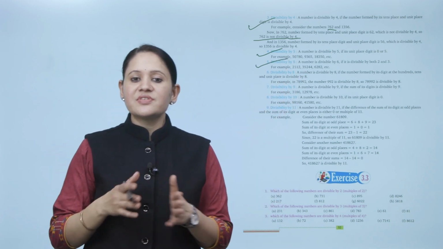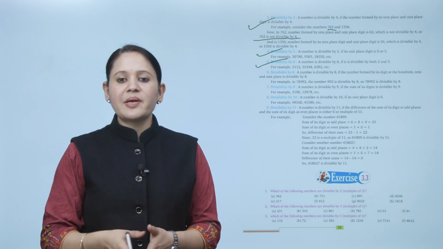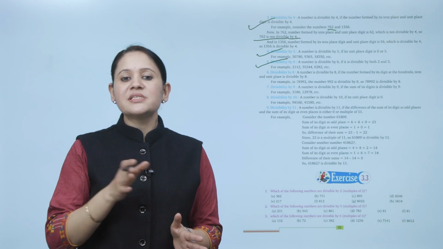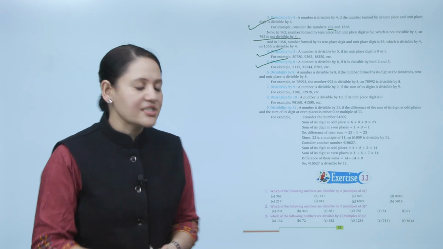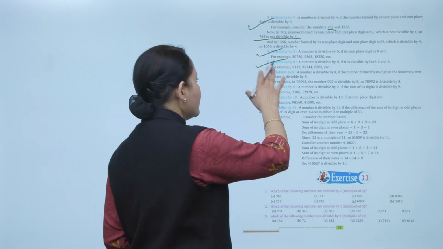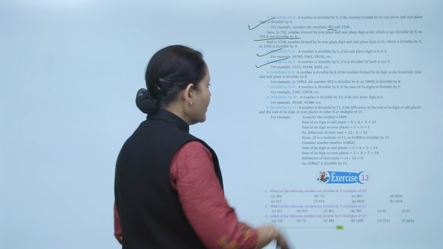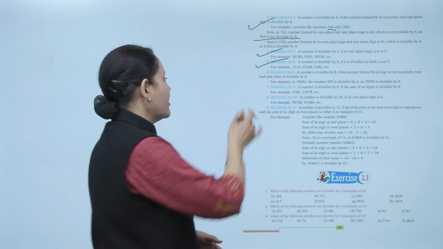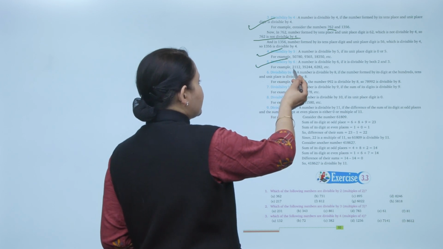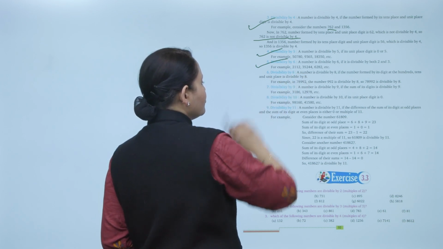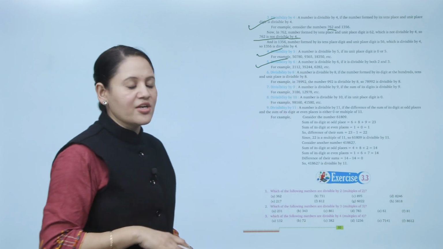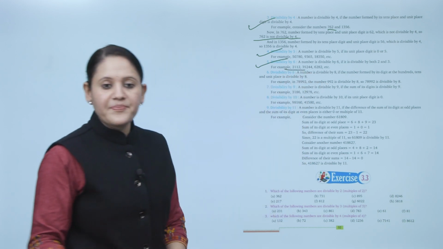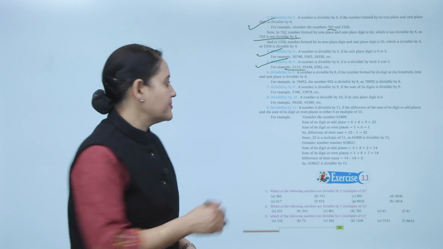A number is divisible by 6 if it is divisible by both 2 and 3. If a given number is divisible by both 2 and 3, that means it is divisible by 6 also. For example, 2112. This number is divisible by 2 because the unit place digit is 2. Sum of digits: 2 plus 1 is 3, plus 1 is 4, and 2 is 6. That means it is divisible by 3 also. So this number is divisible by 6 also. Clear? Next is divisibility by 8.